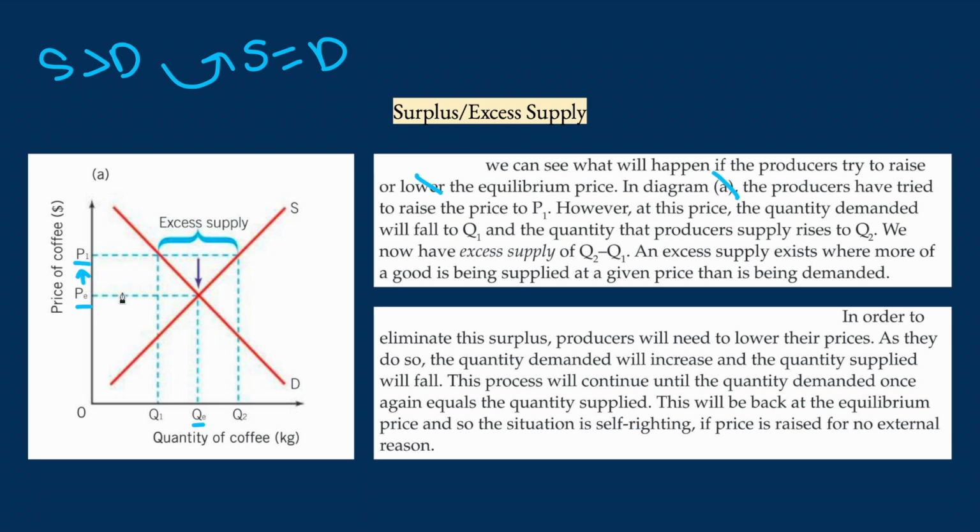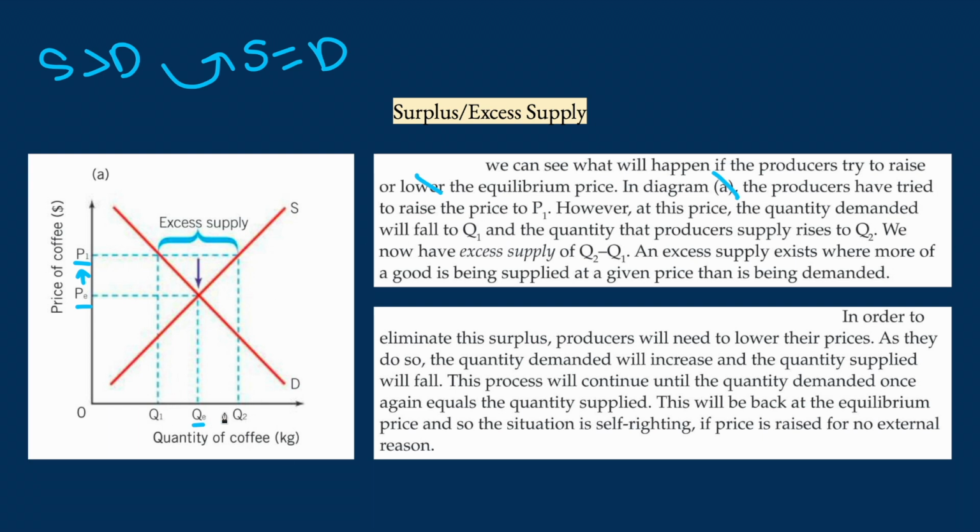And while realistically there are going to be a plethora of reasons why suppliers and producers want to increase their price, let's assume for the moment that producers want to increase their price per quantity demanded just to increase their overall revenue and reach their objective of being profit maximizers, okay? However, at this new price P1, the quantity demanded will fall to Q1 and the quantity that producers supply rises to Q2.